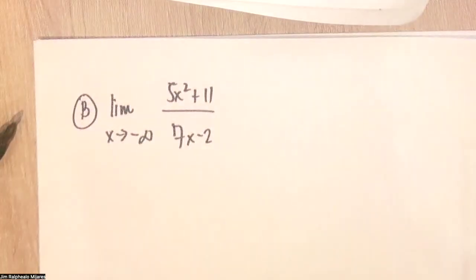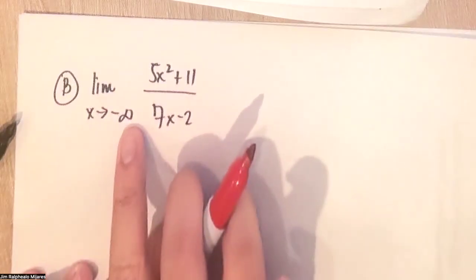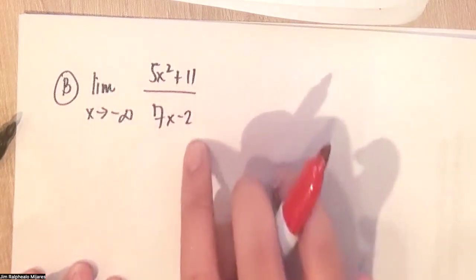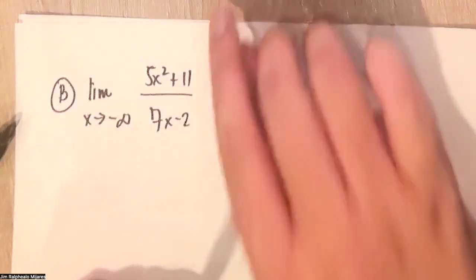Or not only the vertical but also the horizontal. All right, this one right here. So yeah, for this particular example, the limit as x approaches negative infinity of 5x squared plus 11 over 7x minus 2. Okay, this is the first time I'm saying: pause the video if you want to try it out. I will say the solution in 3, 2, 1. All right.